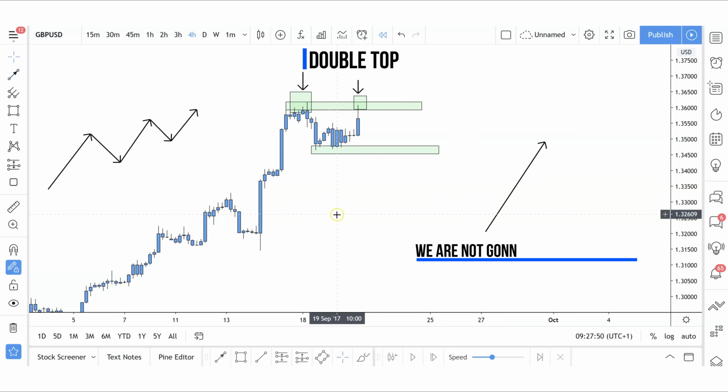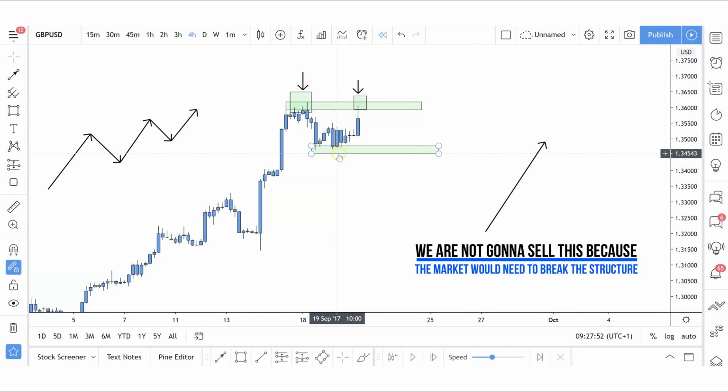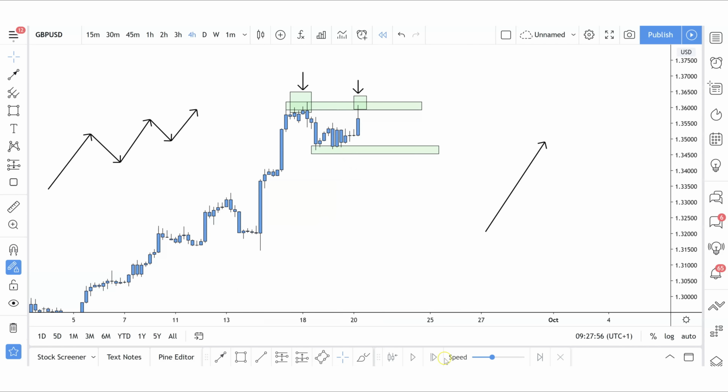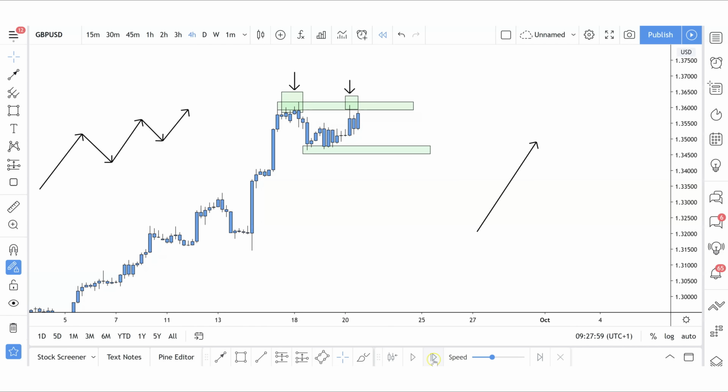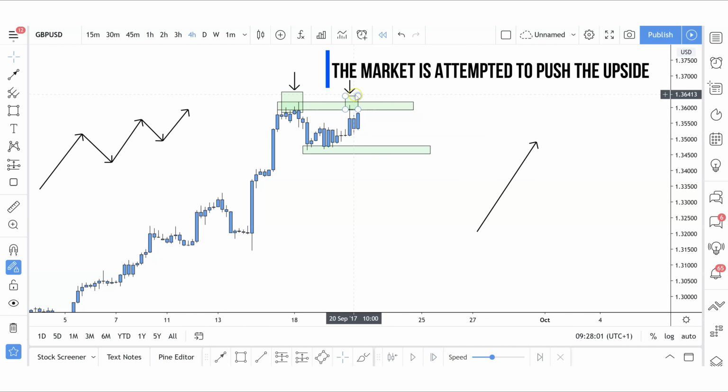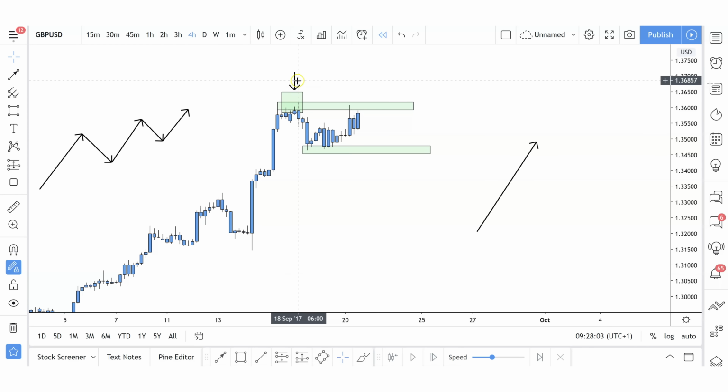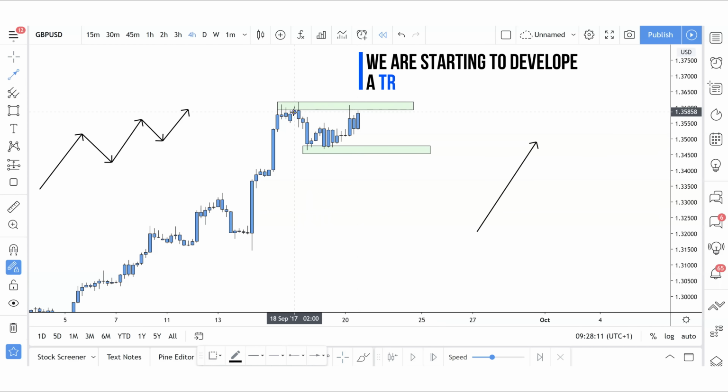Now, we're not going to sell this because the market would need to break this structure in order for us to get a good risk reward ratio. So we'll just continue holding and wait to see what happens. Again, the market has attempted to push to the upside, as you can see here, and look what's happened. Now we have two 4H candles with wick rejections and a failure to break above the structure. So now we're starting to develop a true range here.